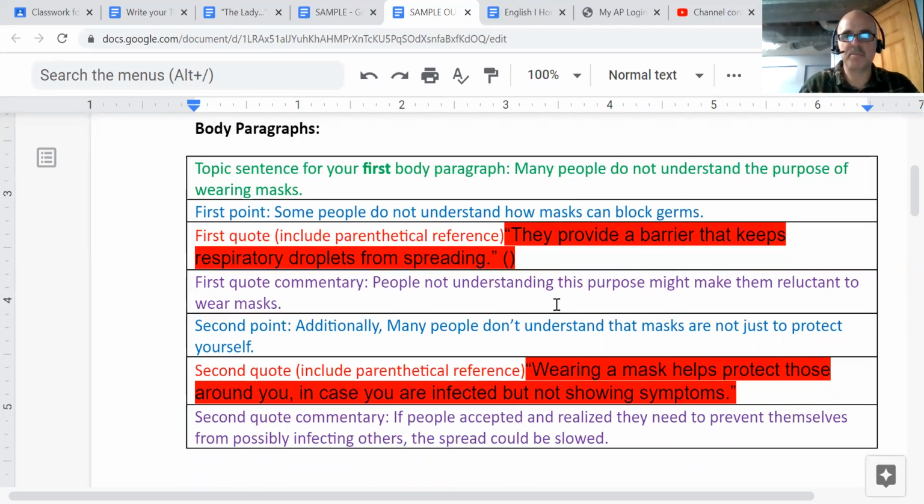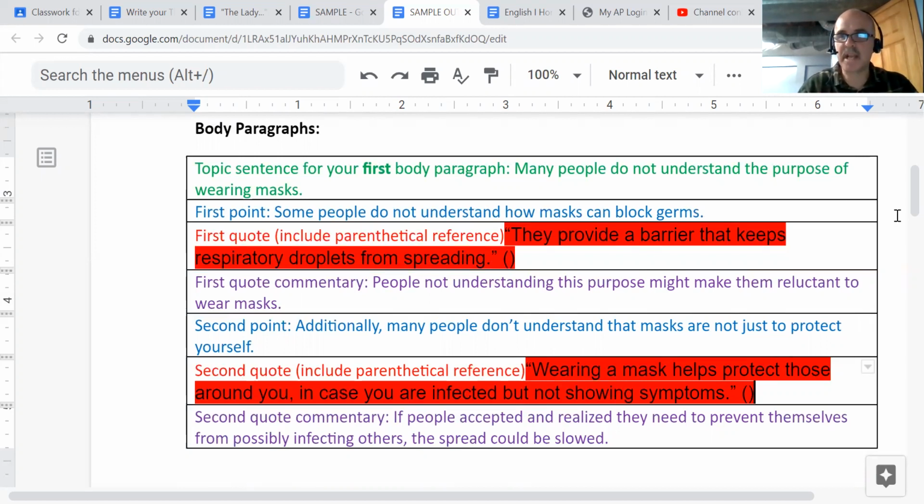I comment on it. People not understanding this purpose might make them reluctant to wear masks. And I say, additionally, many people, doesn't need to be capital there. Many people don't understand that masks are not just to protect yourself. And we have a quote demonstrating that. I'm going to put my little parentheses here to remind me I need to put that source in there. And then the commentary there.